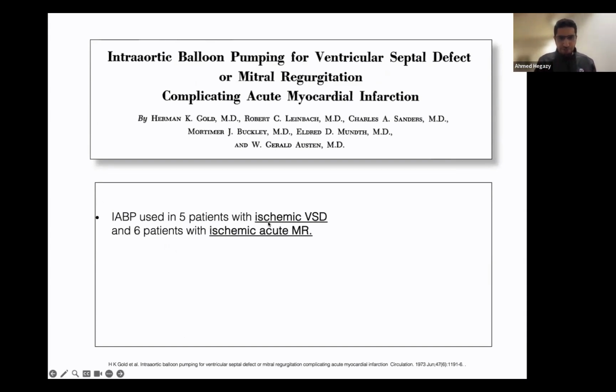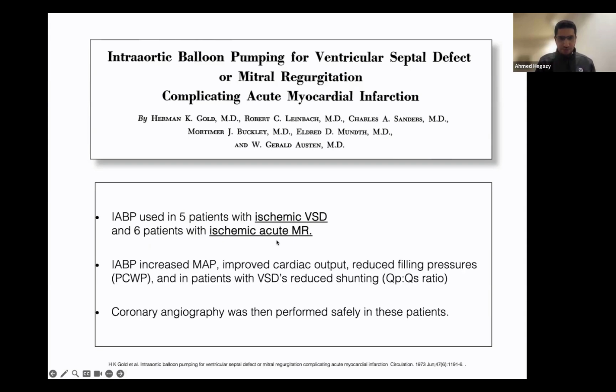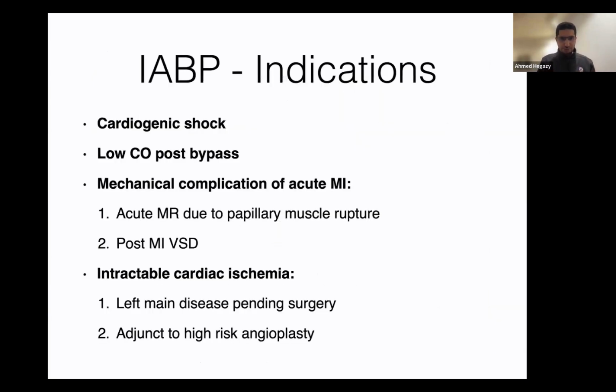They used a balloon pump in 5 patients with ischemic VSDs and in 6 patients with acute ischemic MR. And they found that the balloon pump improved their cardiac output, reduced their wedge pressure, and in patients with VSDs, it reduced the magnitude of shunting. So it really made a huge difference. And I must say, in clinical practice, we see that it makes a difference in these patients. They concluded that coronary angiography can be performed safely in these patients once you support them with a balloon pump. So remember these two indications: acute ischemic MR and ischemic VSDs.